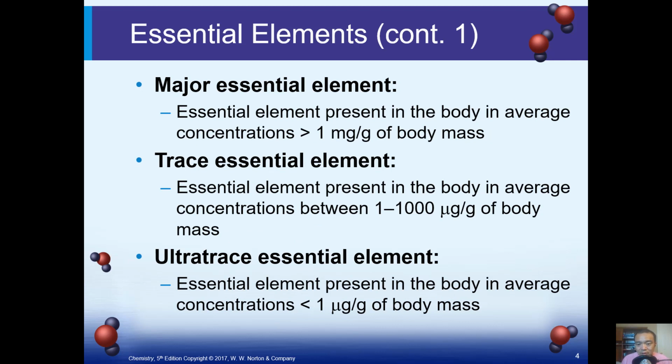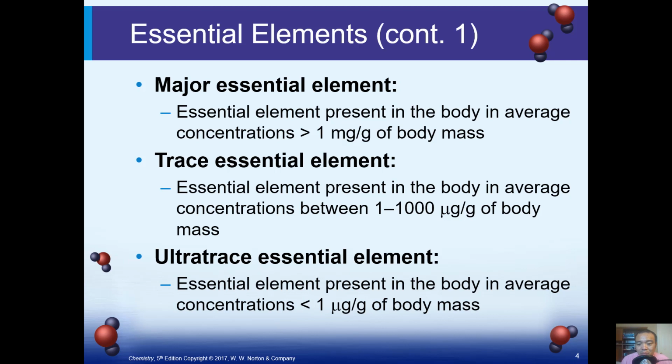The essential elements can be subdivided based on the amounts that are present in the body. For example, major essential elements such as carbon, hydrogen, nitrogen, oxygen, calcium, phosphorus, potassium, and so on are present at levels greater than 1 milligram per gram body mass. Nearly all of these elements are readily available from the food supply. For example, calcium can come from broccoli and dairy products, and potassium, we can get that from bananas.